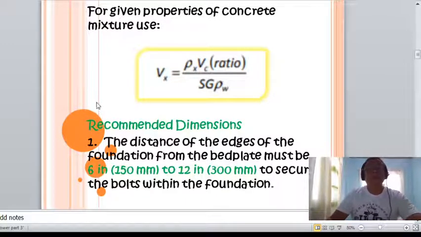Recommended dimensions: the distance of the edges of the foundation from the bed plate must be 6 inches or 150 millimeter to 12 inches or 300 millimeter, to secure the bolts within the foundation. So, class, in designing the size of the foundation from the bed plate of the machine, it requires 6 inches or 150 millimeter to 12 inches or 300 millimeter on both sides of the foundation.